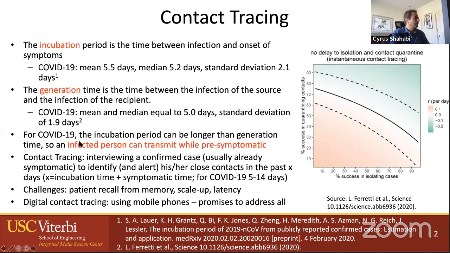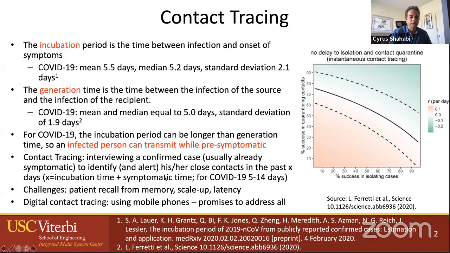Now, in case of COVID-19, as everybody knows now, the incubation period for a specific person can potentially be longer than the generation time. So the person can basically be infected and can transmit the disease, but show no symptom. So this is called pre-symptomatic.